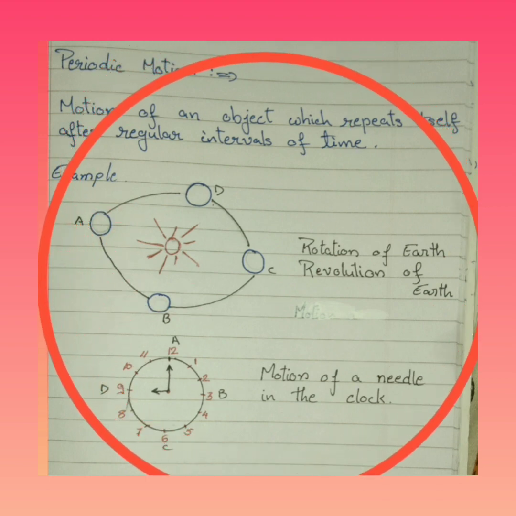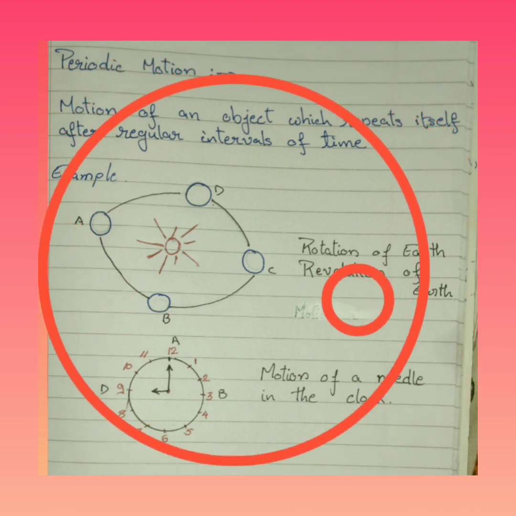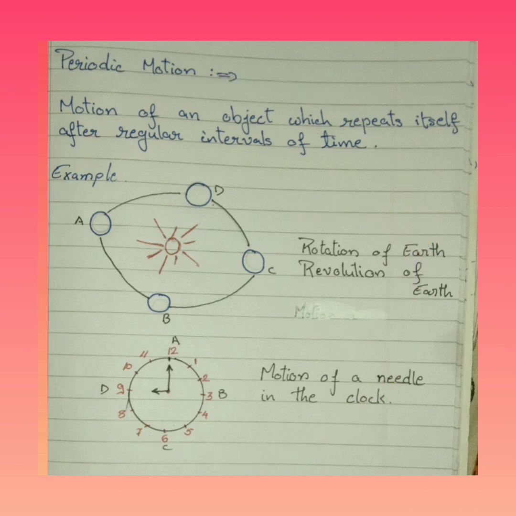Here you can see the examples: rotation of earth, revolution of earth, motion of a needle in the clock. Some more examples are here: motion of a swing, vibrations produced in a stretched rubber band when plucked, motion of a pendulum. So all these are examples of periodic motion.